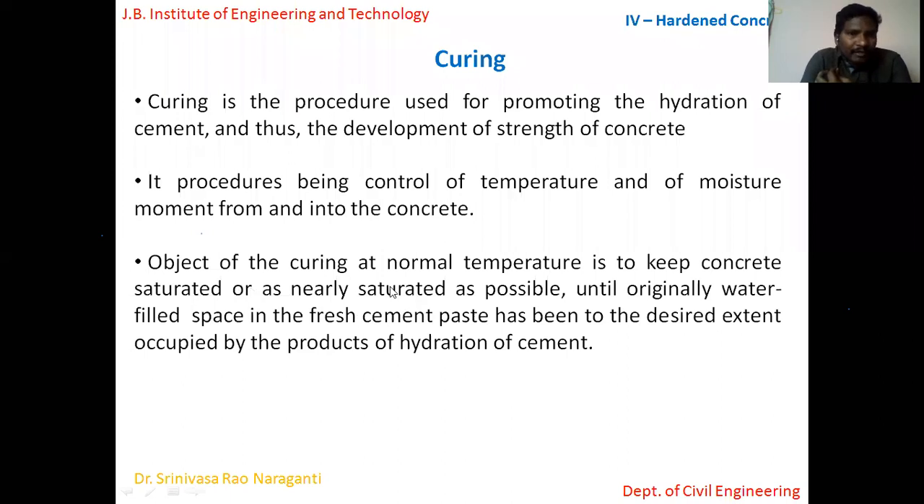Again, the main objective is to cure at normal temperature and keep it saturated. You want to always keep the concrete saturated as much as possible. You cannot keep it 100% saturated all the time, but we try to saturate the concrete to the extent possible, so that hydration continues to take place. This is the main purpose of curing.